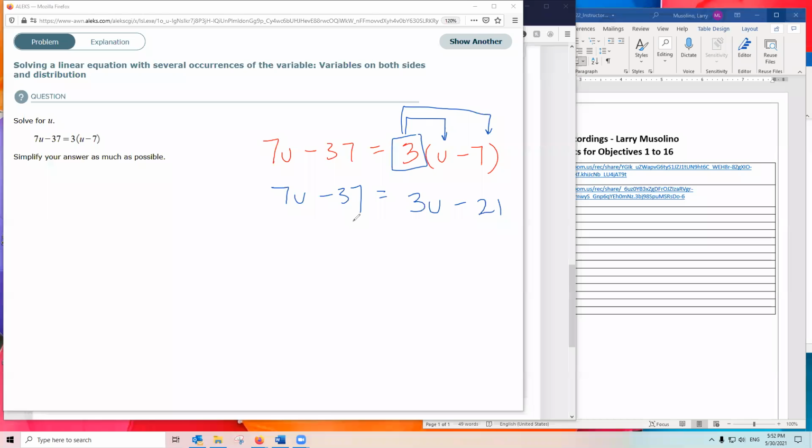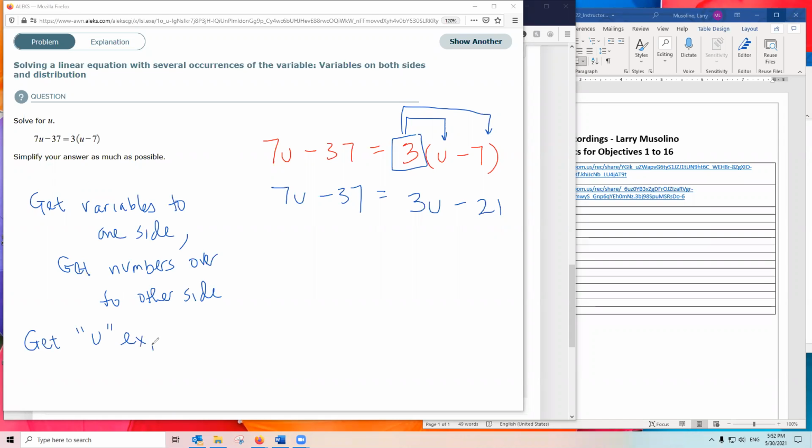All right, now here's what we'd like to do. We want to get the variable, the letters, to one side of the equation and get the numbers, sometimes we call those the constants, over to the other side. So here's what I'm going to do. I'm going to get the u expressions over to the left-hand side. Now, if you wanted to get the u expressions over to the right-hand side, that's perfectly okay. It's up to you. I'm going to get it over to the left-hand side.